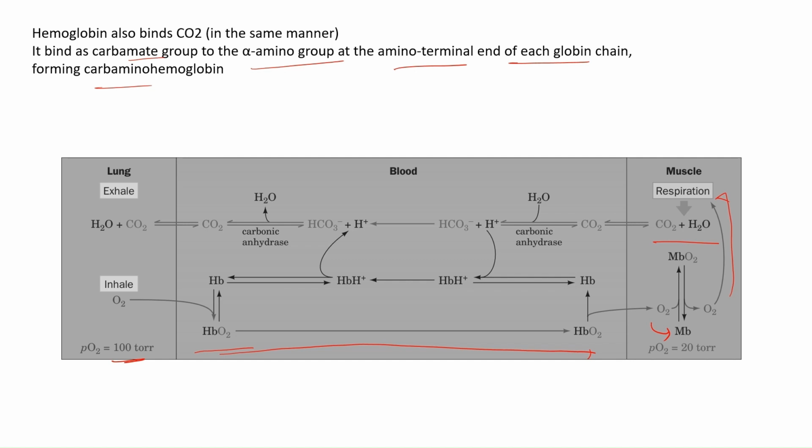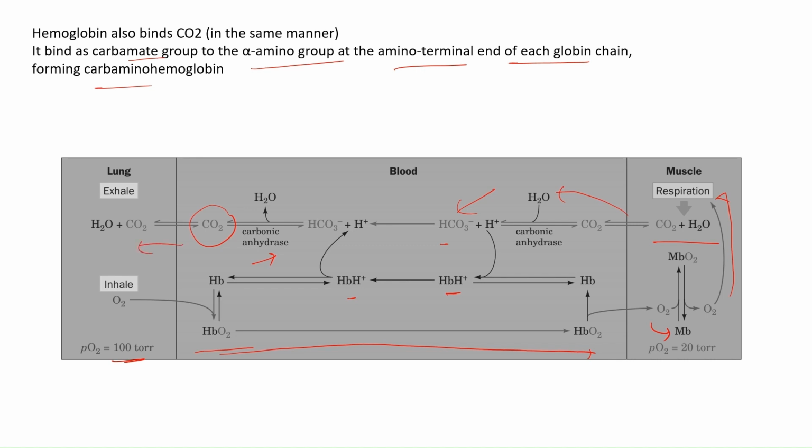As a byproduct of respiration, carbon dioxide will be formed. This carbon dioxide will react with water to form bicarbonate and H plus. This H plus will also be transported via hemoglobin, and this bicarbonate will again, in the presence of enzyme carbonic anhydrase, convert into CO2 in the lungs to be exhaled out.